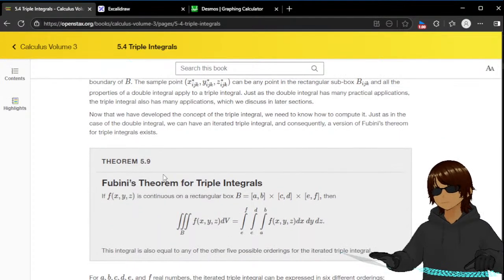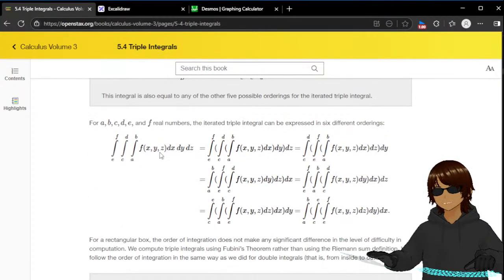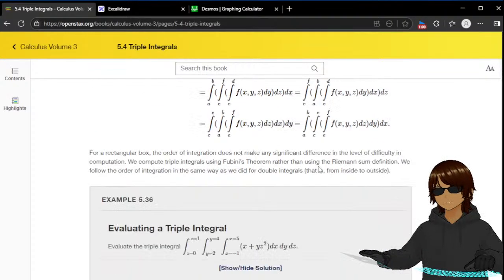Fubini's theorem for triple integrals. If f of x, y, z is continuous on a rectangular box B, then this entire thing dV is equal to, so okay, we are integrating x first, then we are integrating over y, and then we are integrating over z. And we can change the ordering as well.